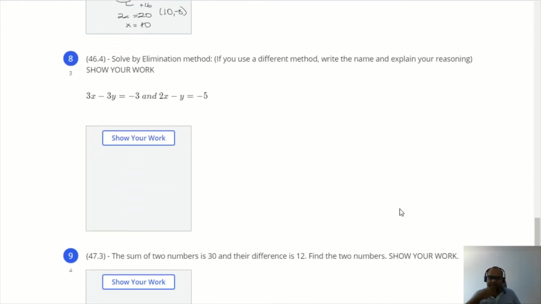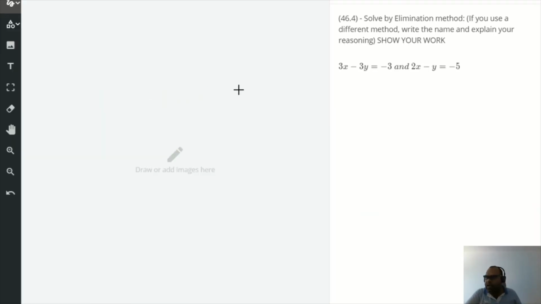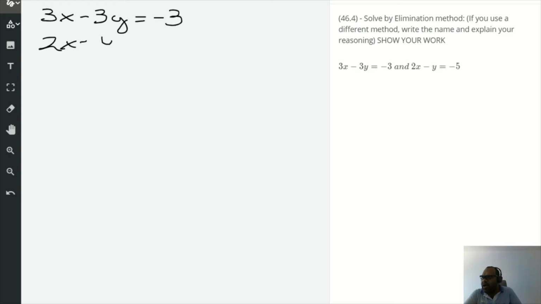Let's go to number 8. Number 8, guys, here. You can watch and understand. Solve by elimination again. Elimination is pretty simple. I like graphing for real, but my second choice is the elimination method, and substitution is the last one. Here it is 3x minus 3y equals negative 3, and the other one is 2x minus y equals negative 5.